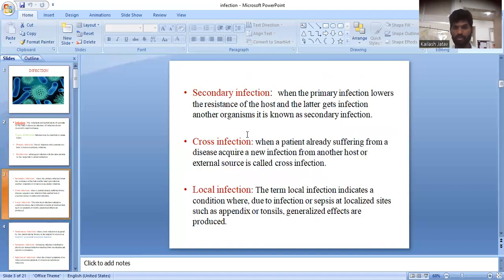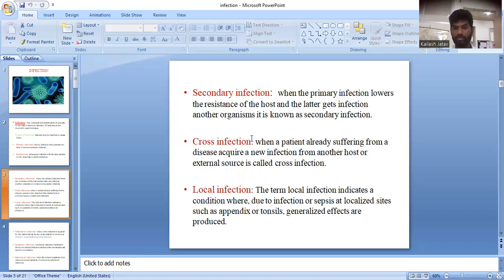Secondary infection: when the primary infection lowers the resistance of the host and the latter gets infected by another organism, it is known as secondary infection. Cross infection: when a patient already suffering from a disease acquires a new infection from another host or external source, it is called cross infection.